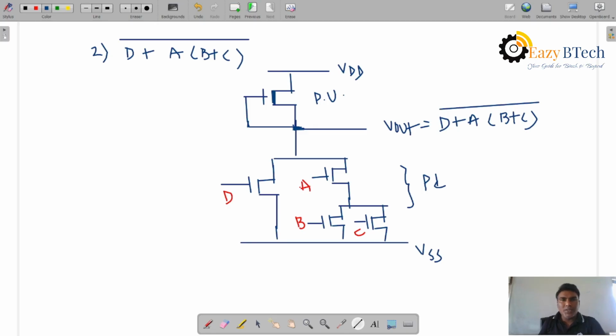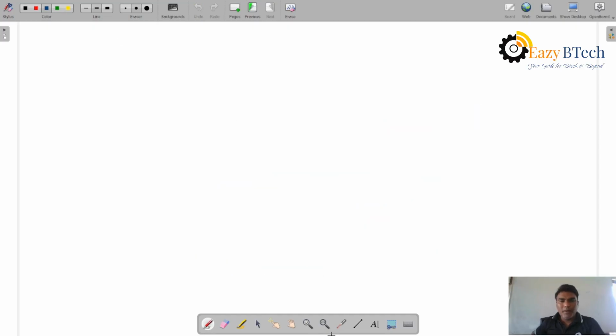Let's see the CMOS design style. So it is NMOS design, NMOS design for the given logic. So any gate, any logic representation we can draw simply. Now it is a CMOS.